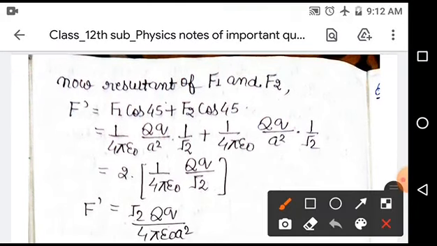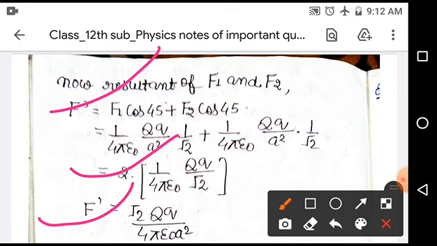Now, both forces F1 and F2 are working at right angle, and its resultant will be working at 45 degrees. So the resultant of F1 and F2, that means F dash, is equal to F1 cos 45 plus F2 cos 45. On putting the values of F1 and F2 and cos 45, we get F dash is equal to 2 in bracket, 1 upon 4 pi epsilon naught, capital Q small q upon root 2. So this is the required value of F dash.